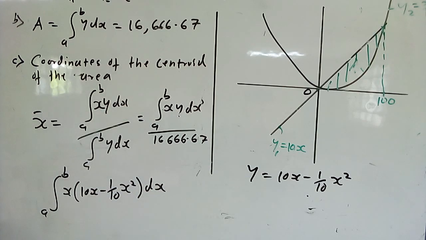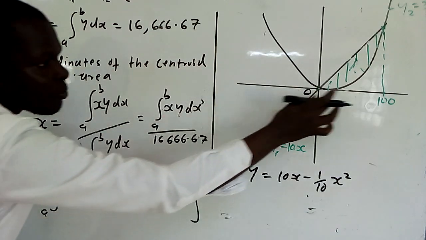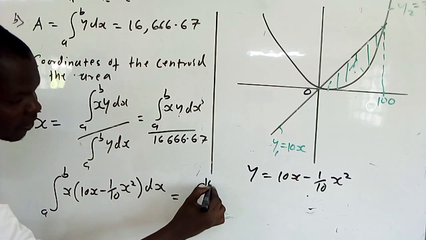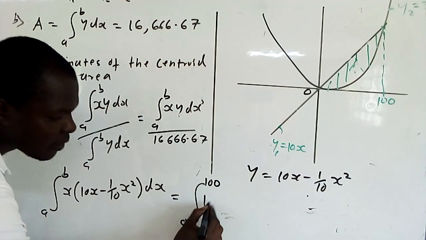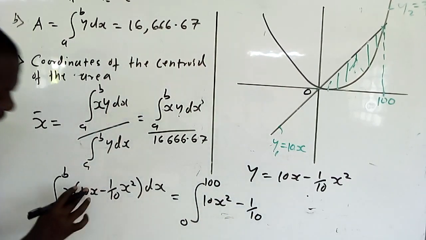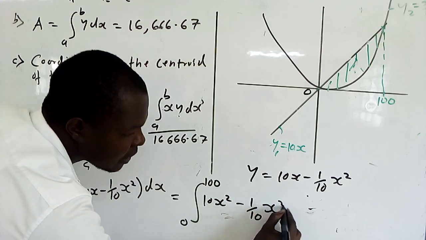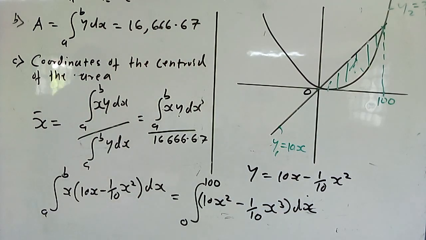Then you put your limits of x from A to B. What was A? It was from 0 to 100. Then open the bracket. x times 10x, you get 10x squared. Then minus 1 over 10 times x times x squared, you get x cubed. So that is what we are integrating with respect to x, isn't it? Have you seen that? Good.